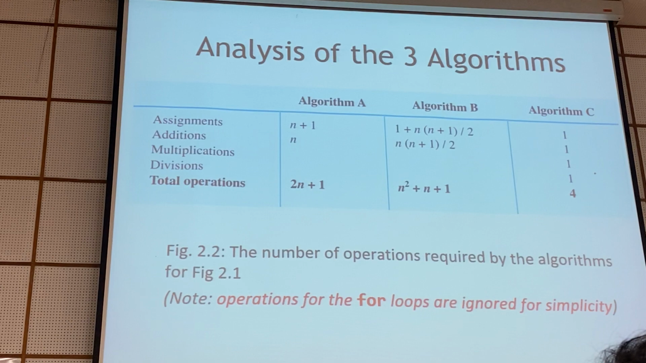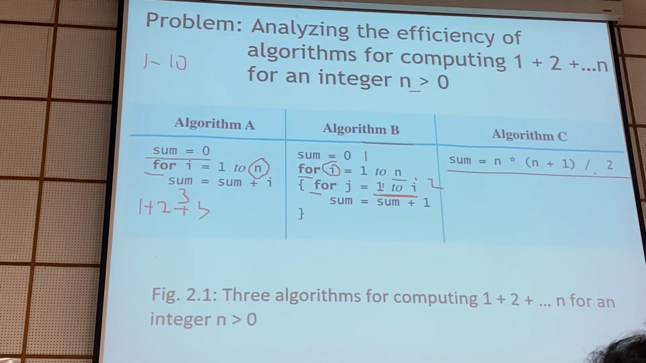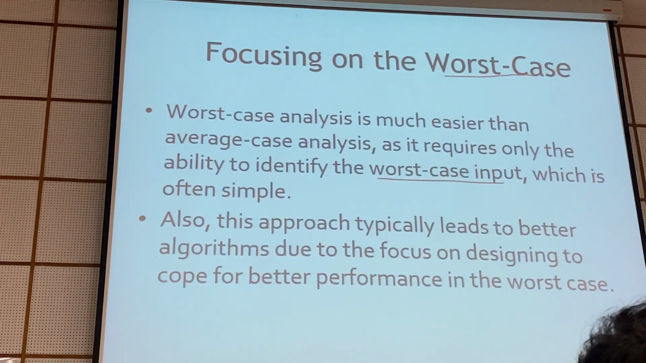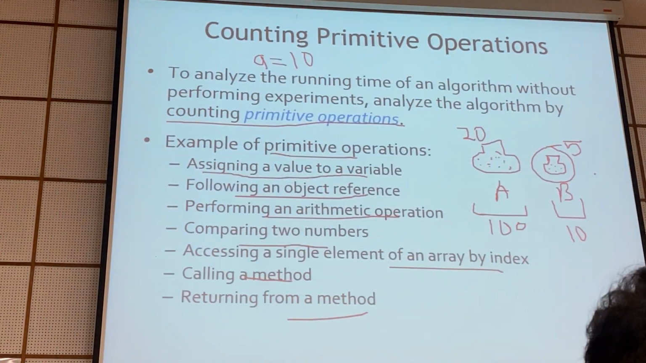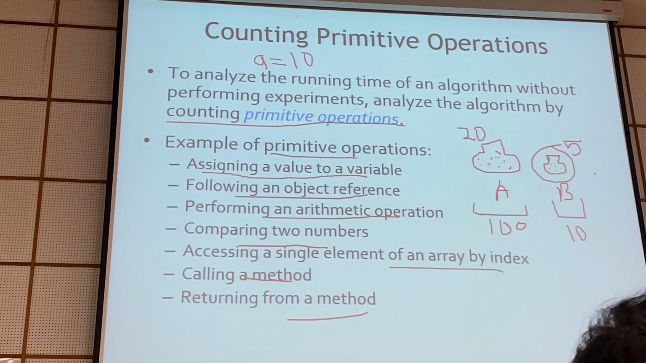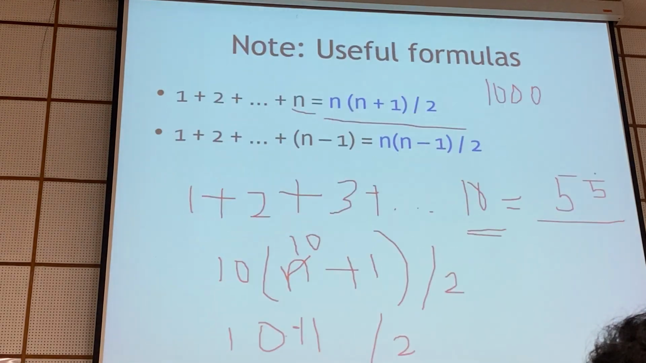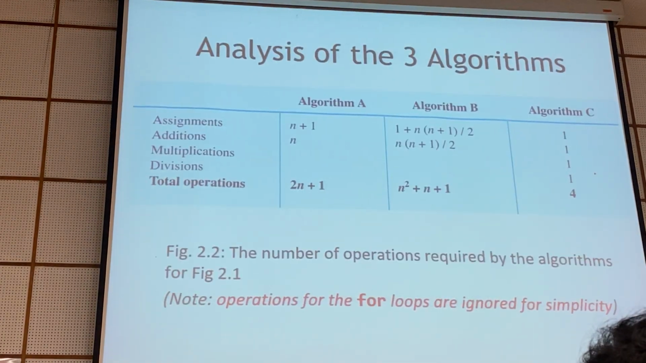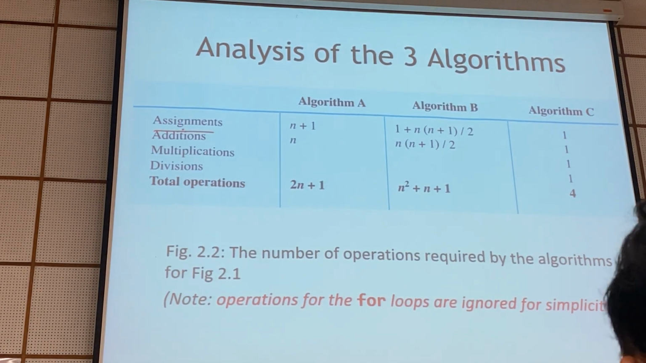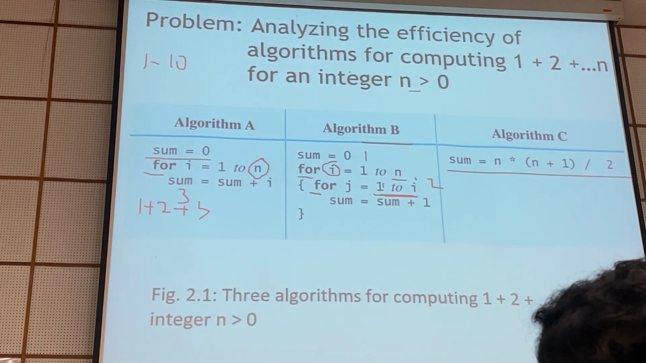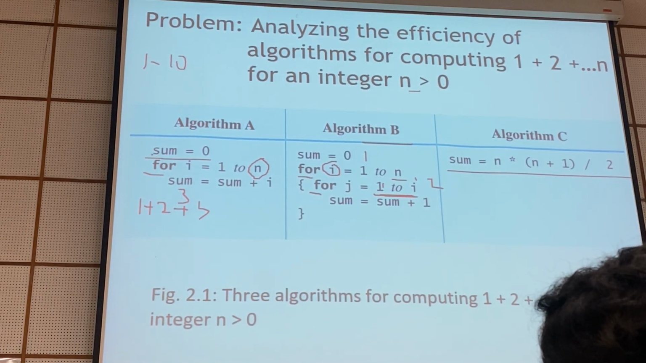Let's see. We need to analyze our algorithm. How do we analyze our algorithm? We have to calculate the primitive operations. What are the primitive operations? Assigning a value to a variable, assignment. So when we assign a variable here, can you see this?